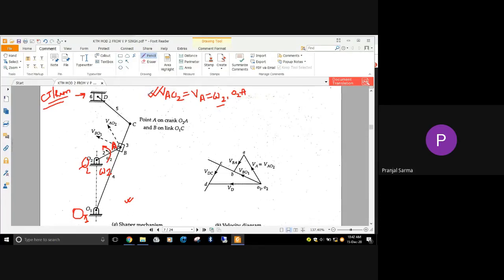This is the velocity of A with respect to O2. Perpendicular to O to B, sir. B is a point, O to B is the link. Okay, perpendicular to O to B. So along this direction, perpendicular to it, we have this particular value. Understood?